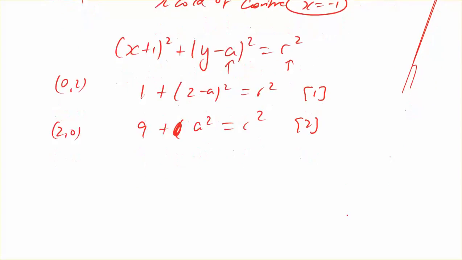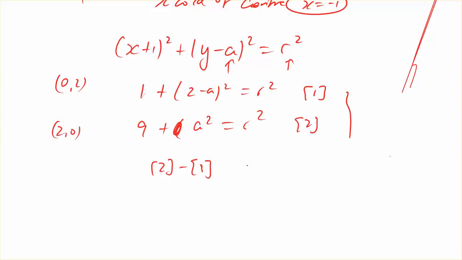Now, I need to solve these equations simultaneously. If I subtract one from the other, I can eliminate the r squared, which is what we want, because the idea behind simultaneous equations is you want to eliminate one of the variables if you have two equations, so you're just solving for one variable. I'm going to go equation 2 minus equation 1. You can do either way, both are fine. So 9 minus 1 is 8 plus a squared minus 2 minus a squared equals r squared minus r squared, which is 0.